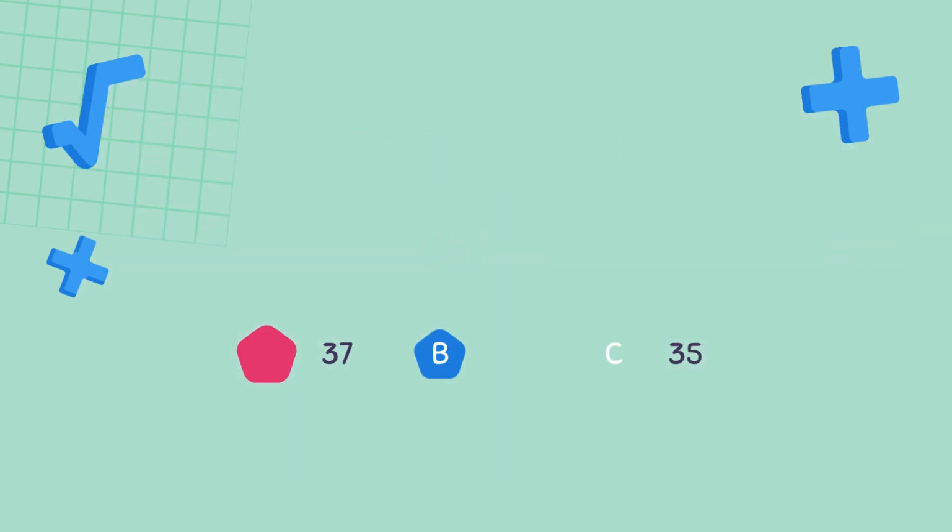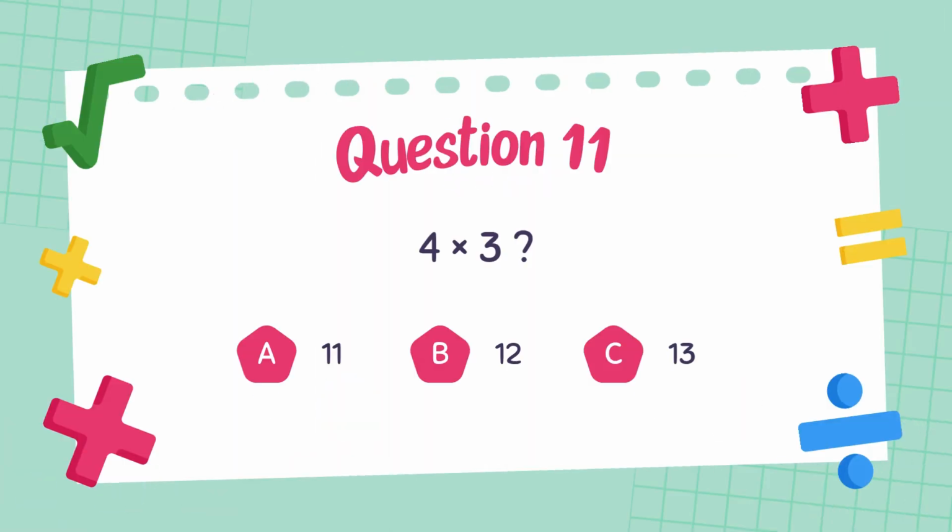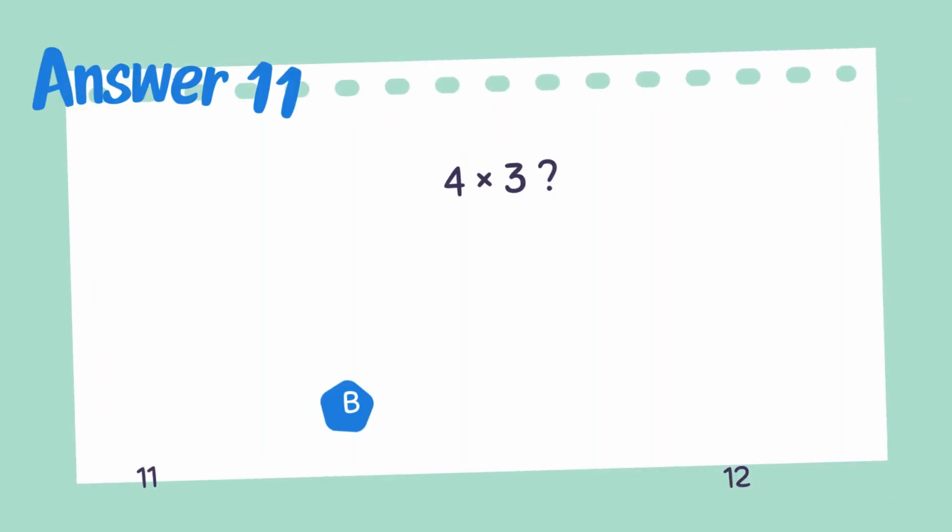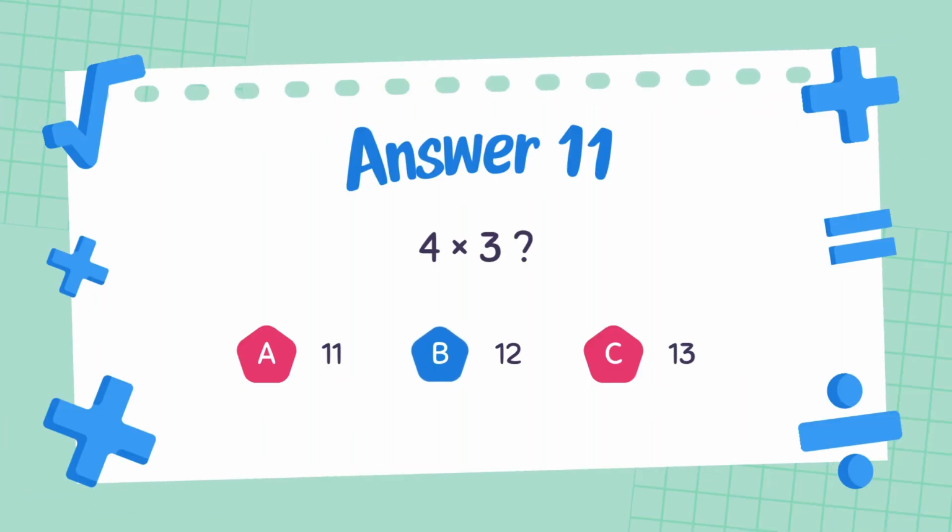Fantastic. Question 11. What is 4 times 3? Is it A, 11, B, 12, or C, 13? The answer is B, 12.